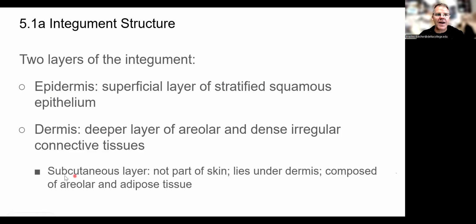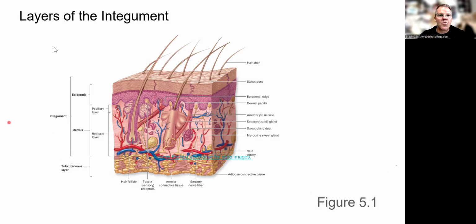Within there, we have the subcutaneous layer. Sub means under or within. It is not necessarily part of the skin, but it lies under the dermis and is composed of areolar and adipose tissue. Remember, these are connective tissues, adipose being that layer of fat or fat tissues. So these are the structures that you really want to spend some time on understanding.